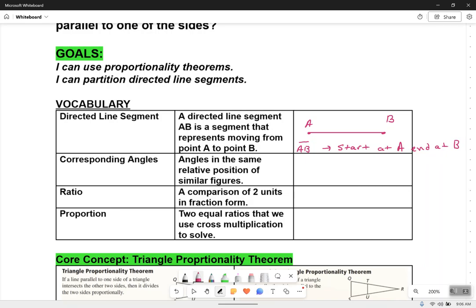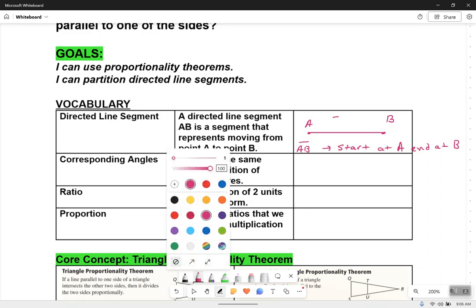What if I have directed line segment GH? Start where? End at H, okay? So we're kind of talking about some kind of direction right here. Where are you going? Okay? All right. Well, let's take a look at this right here then, kids.